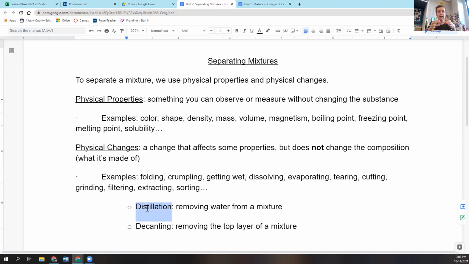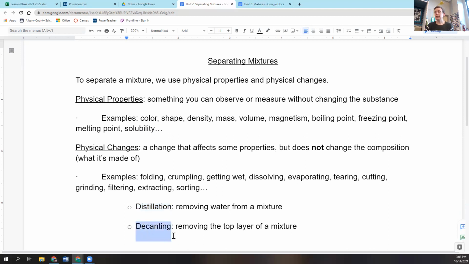So if you leave that Gatorade out to evaporate, the water goes away. Technically, you are distilling your Gatorade and you're just making a concentrated, either syrupy, sugary mixture, or if you let it dry all the way, you're going to end up with those crystallized sugar crystals in there. Okay, that's distillation.